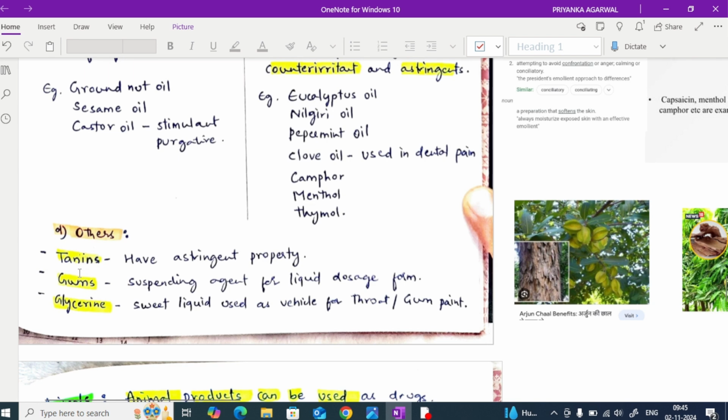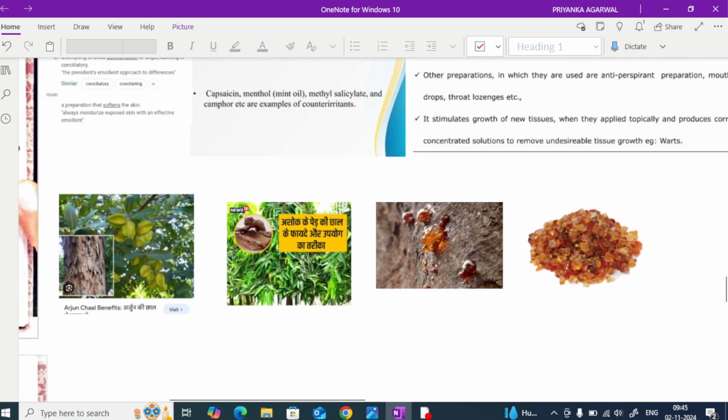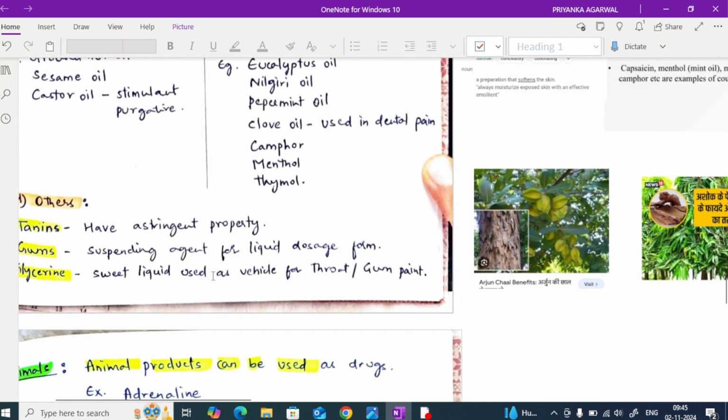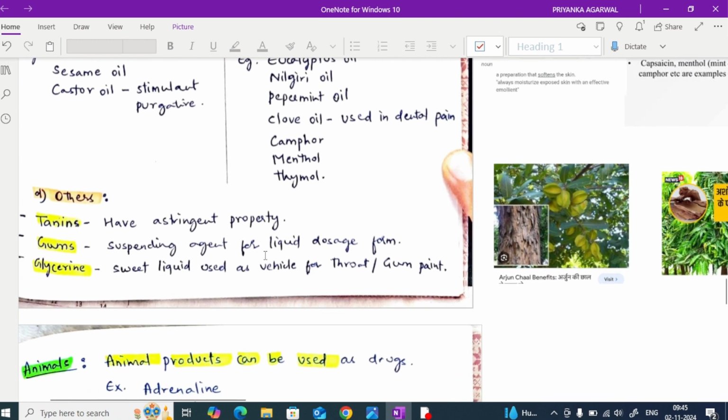Okay, next comes to the gums. Gums will be the suspending agent for liquid dosage form. Okay, so these are the gums what we get from the plants. They are the suspending agent for liquid dosage form. Now we have glycerin. So it is a plant based liquid which is a sweet liquid used as a vehicle for throat and gum pain.